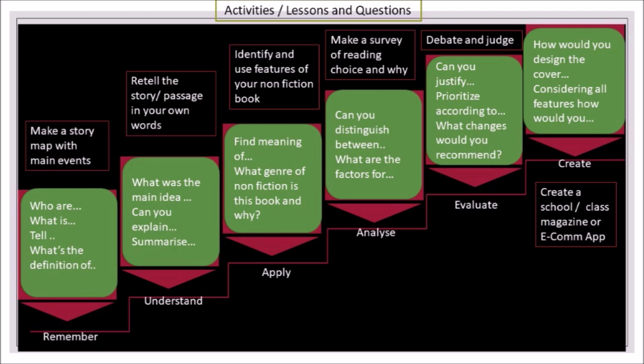Now the students need to apply the knowledge. So after a lesson on non-fiction text features, we may ask, find the meaning of highlighted word without consulting online or seeing in the dictionary. Is there a glossary? What genre of non-fiction is this book and why?